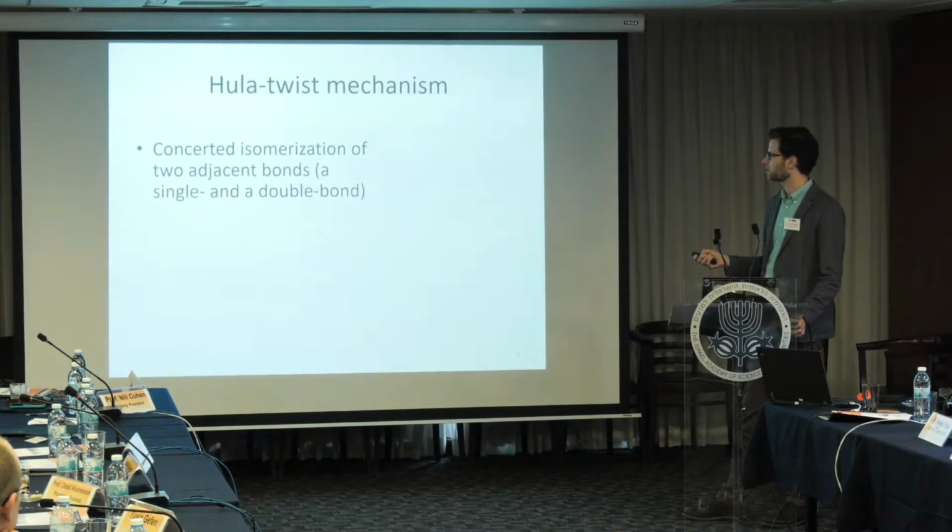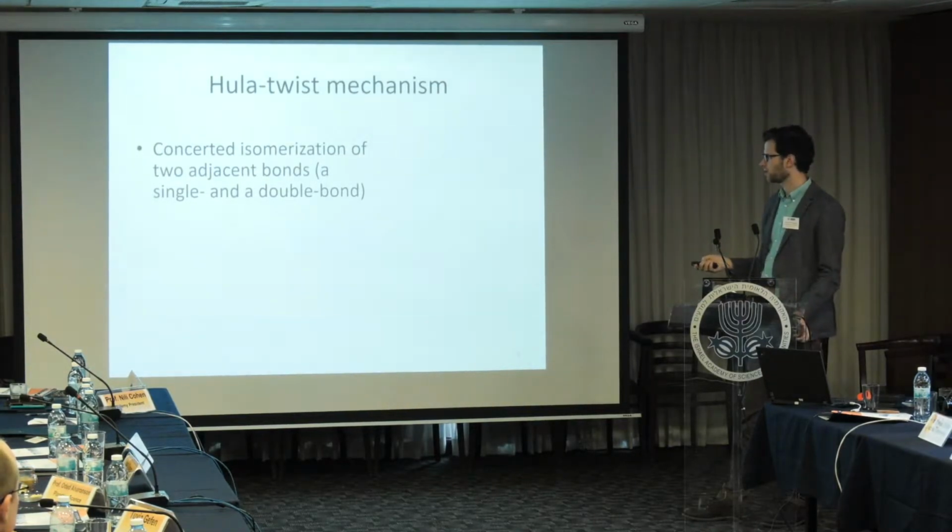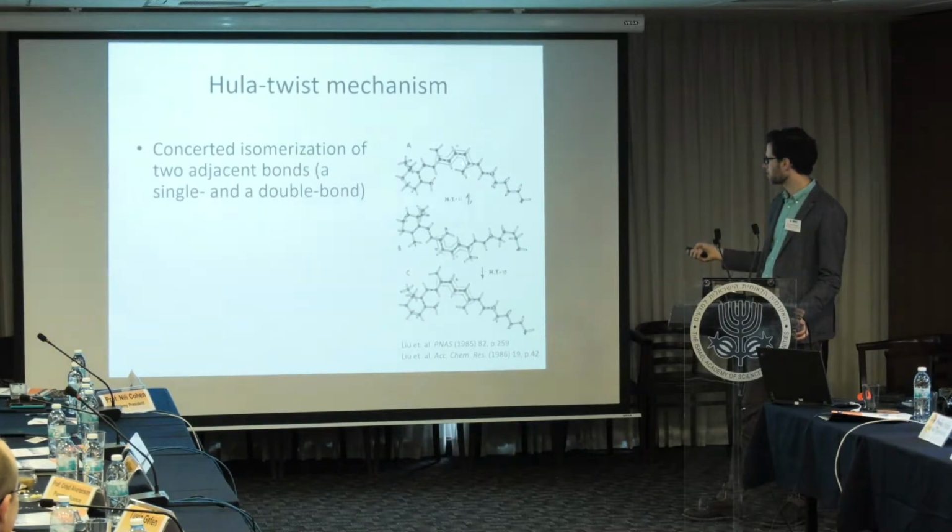Then a few years later, Robert Liu, who is based in Hawaii, probably inspired by the local dances, came up with the Hula twist mechanism. So he said, instead of two double bonds, there is a double bond and the neighboring single bond, which do this isomerization at the same time. And he proposed this isomerization. So this is the double bond, this is the single bond, and this is the product.